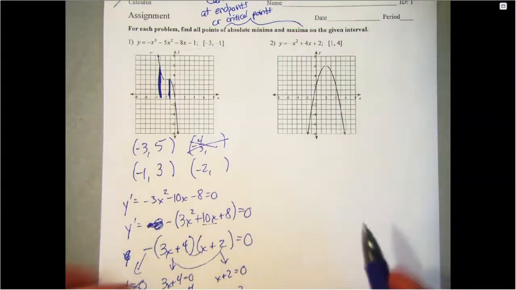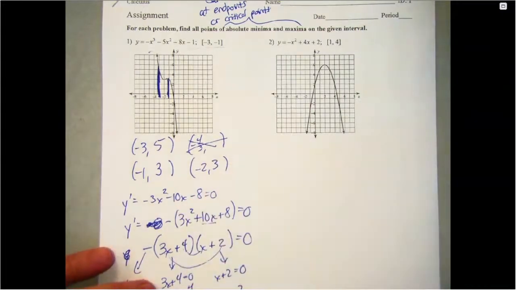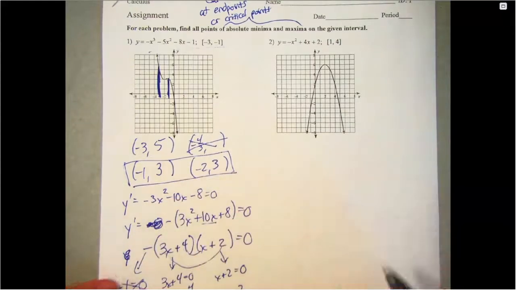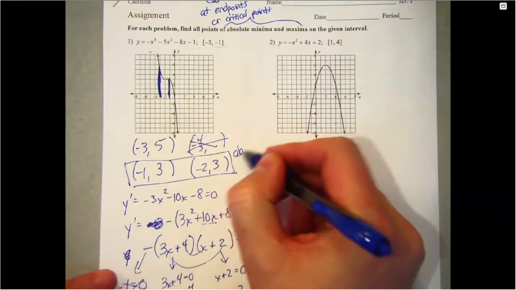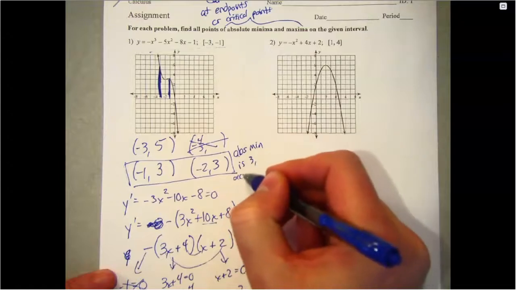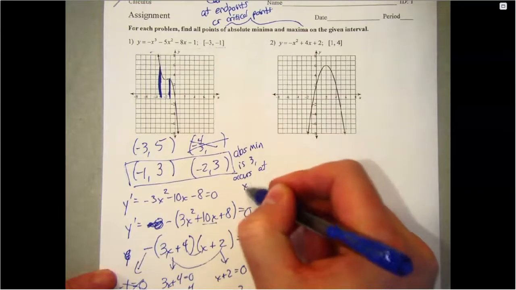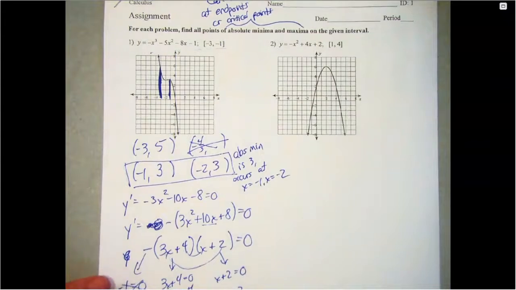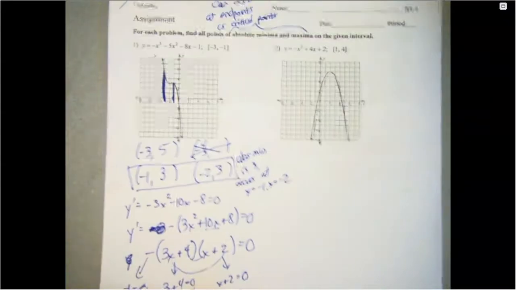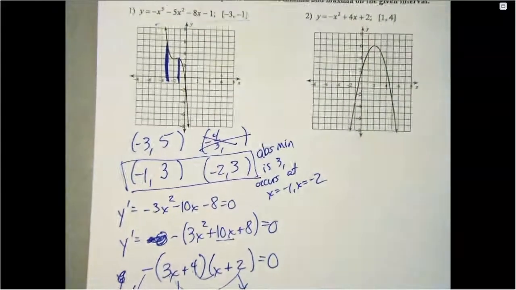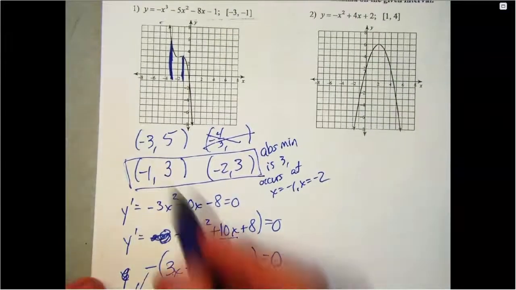You get 3, right? So these two are the min, and the way you would phrase it, absolute min is 3, occurs at x equals negative 1 and x equals negative 2. So the minimum y value is 3. And it just happens to occur twice, like a tie. It occurs at negative 1 and negative 2.